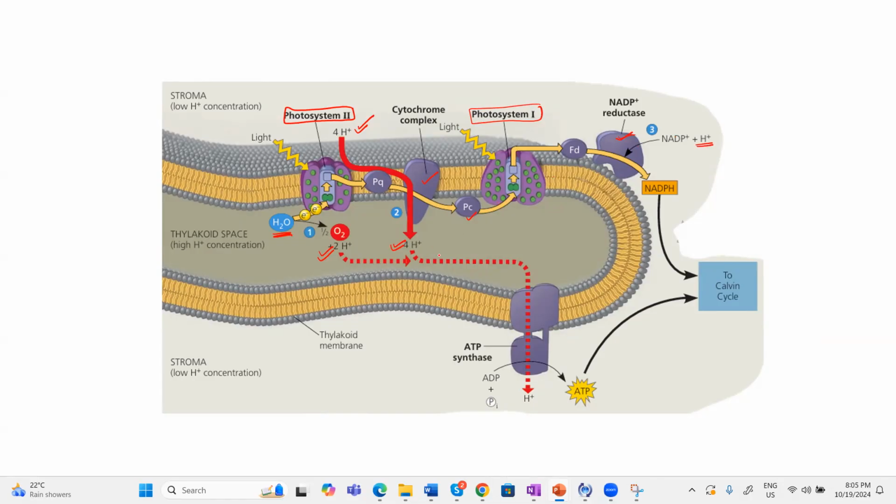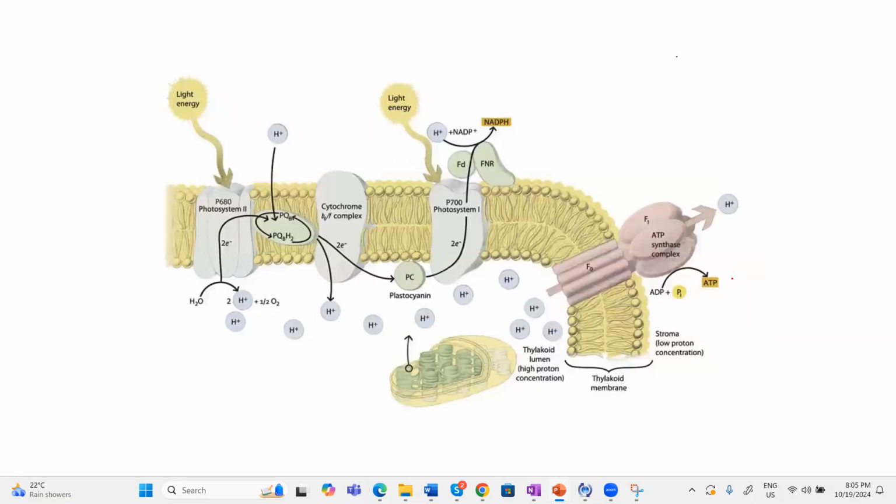Proton gradient is created. Inside this thylakoid high proton is there. Stroma has low proton, so it is coming and making ATP. So ATP is made, NADPH is made, and we'll be using them in the Calvin cycle. One more diagram just for your better understanding. See this. I hope this diagram is easy enough. Plastoquinone is hydrophobic and plastocyanin is hydrophilic.